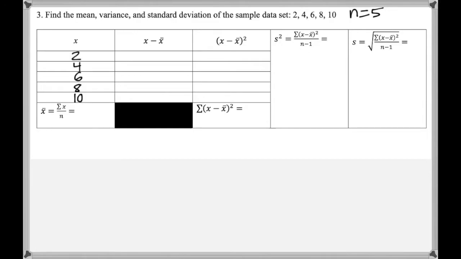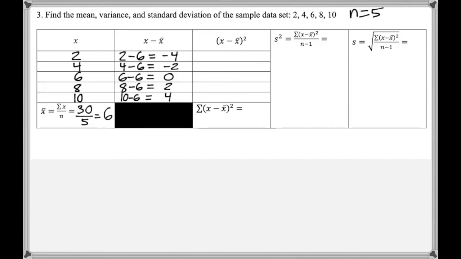So I'm going to list those, and then I want to add them up, and that's equal to 30, and then divide by n to get 6. So this is my mean. This is my x bar. In the next column, I want to take x minus x bar. So each of those values in the first column, I'm going to subtract 6 from. And we get -4, -2, 0, 2, and 4.